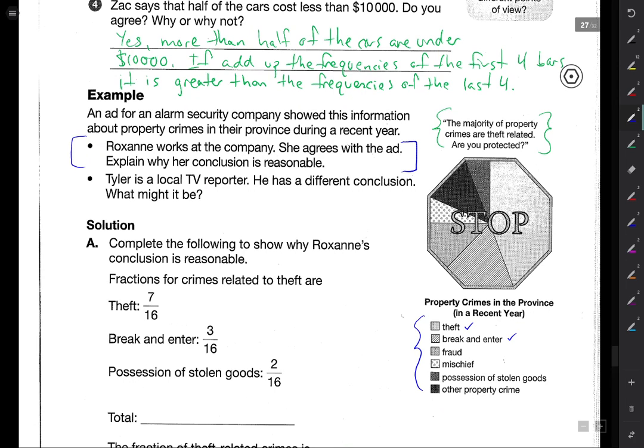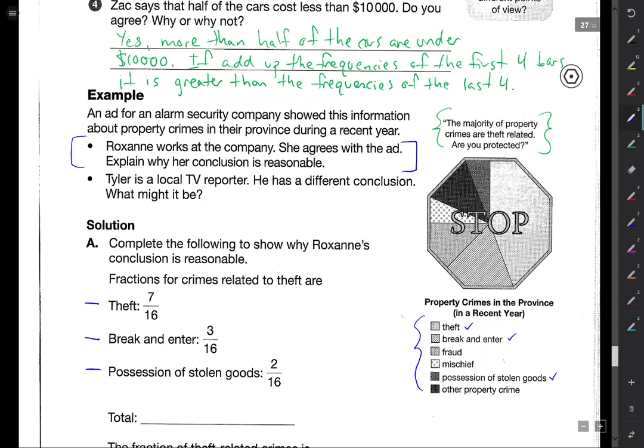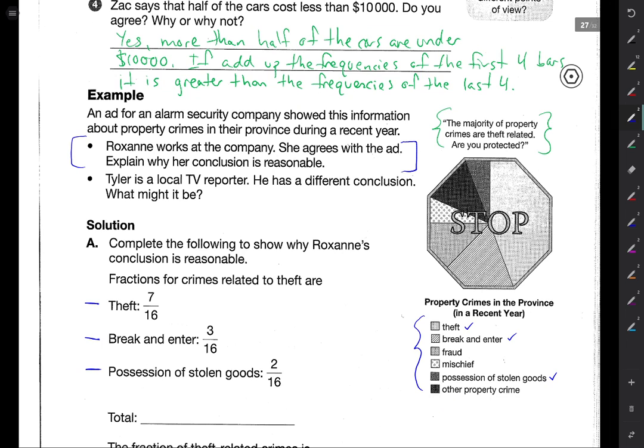And that'll also include the possession of stolen goods. So that's what I'm ticking off here in the solution, part A. Now to help us with this question, I'm going to divide this stop sign into segments of 16ths, because that's how we're going to answer this question.